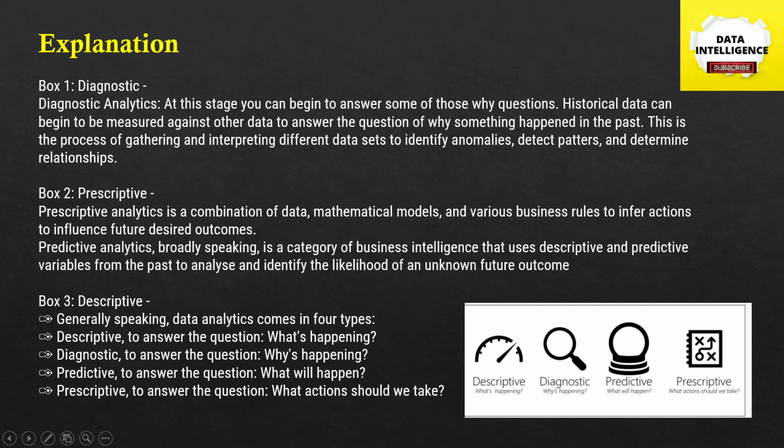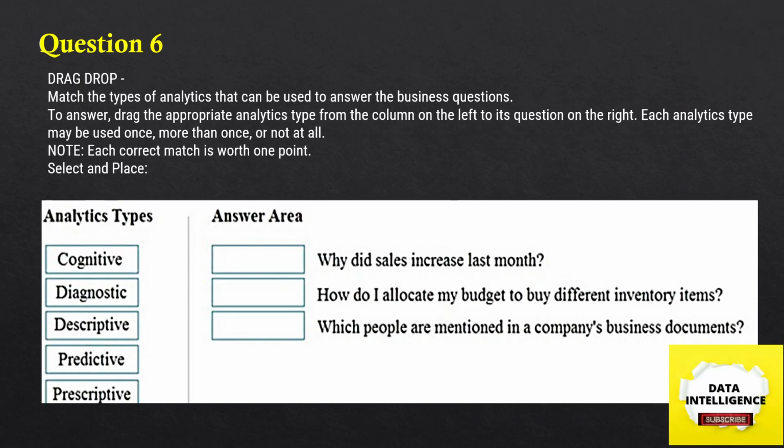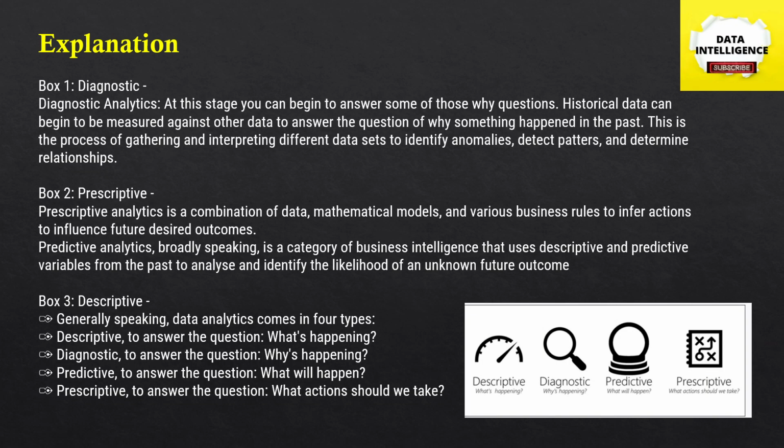So simply saying, what will happen? If I buy these inventory items within the allocated budget, what will happen? How much inventory can we buy with this budget? You can predict the future price, or how you can buy these items, how you can allocate the budget. So it clearly shows that the how questions give you the prescriptive one. So the second option will be prescriptive, and the third one is descriptive.